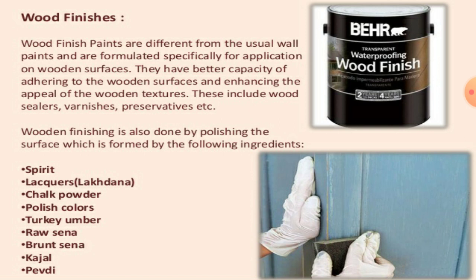Wood finishing is also done by polishing the surfaces, which is formed by the following ingredients. These ingredients are spirit, lacquers, then chalk powder, polish colors, turkey umber, raw sienna, burnt sienna, kajal, and pewdy.